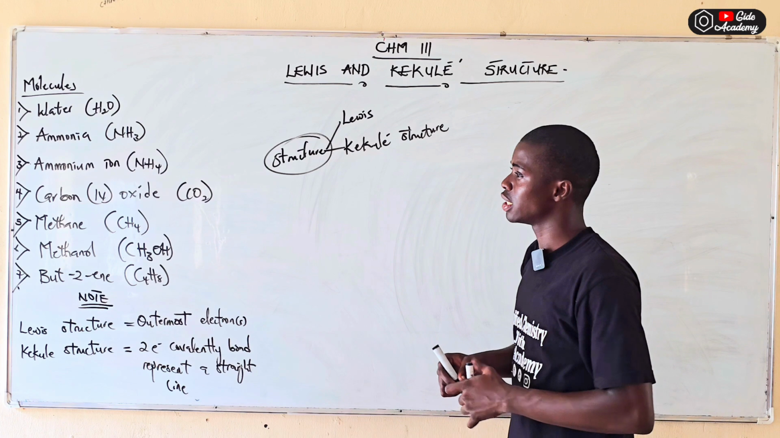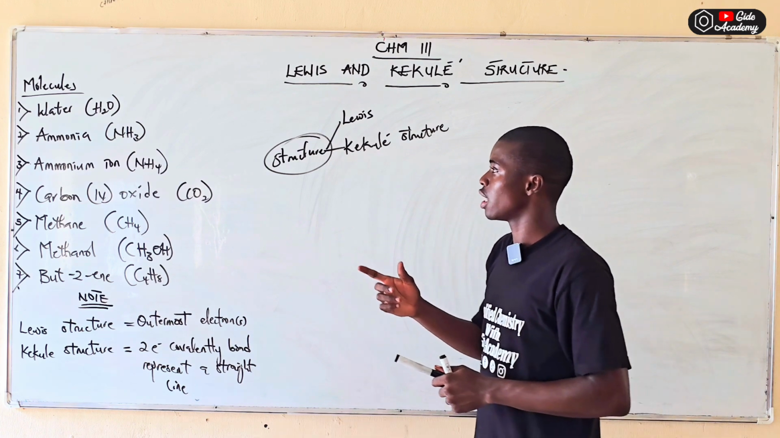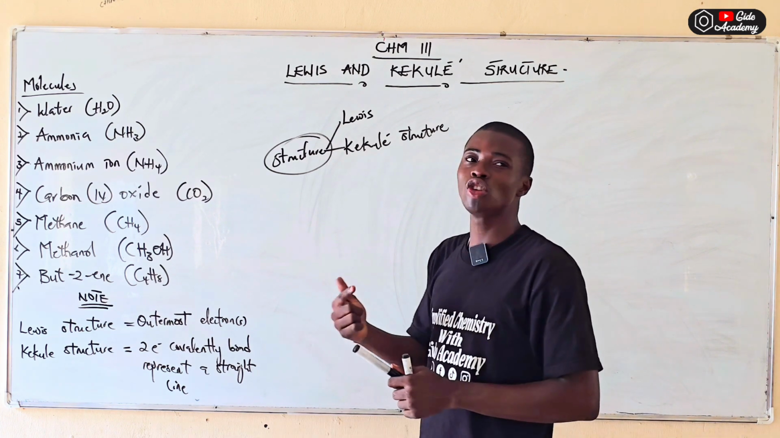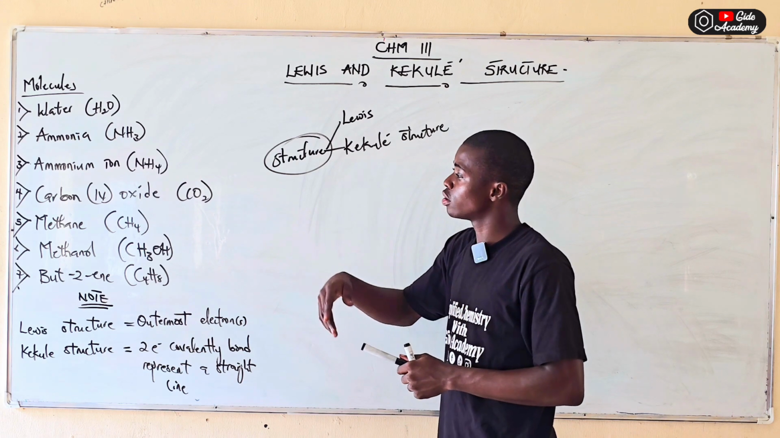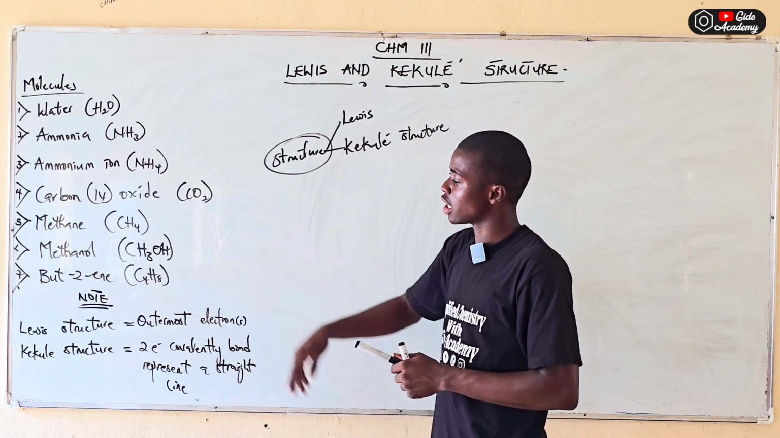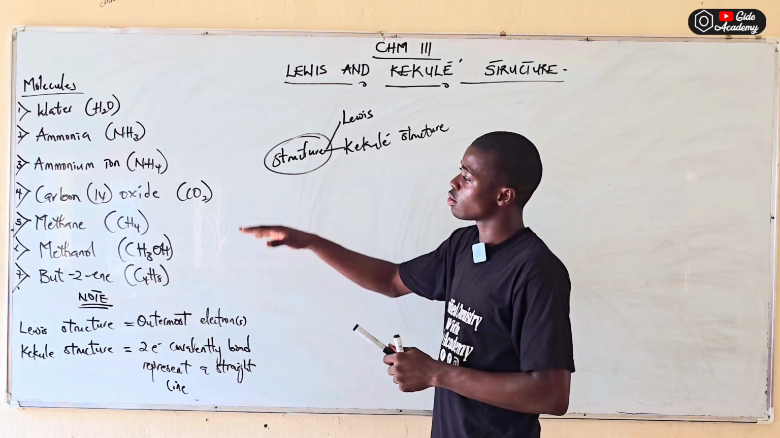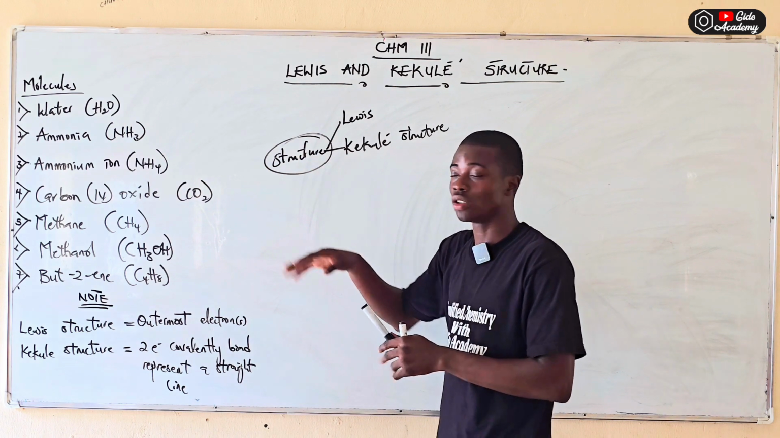So the first one we'll be looking at is the water molecule. We have the ammonia molecule, the ammonium ion, carbon phosphate, methane, methanol, and butene. These are some of the molecules we'll be looking at in the course of this video.